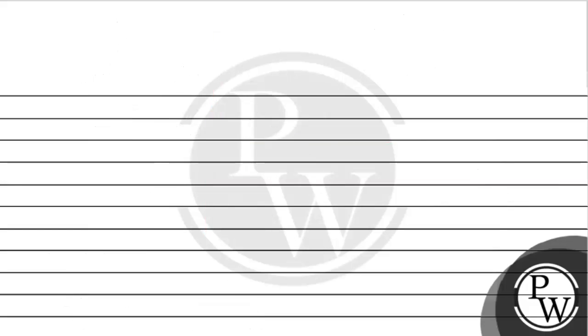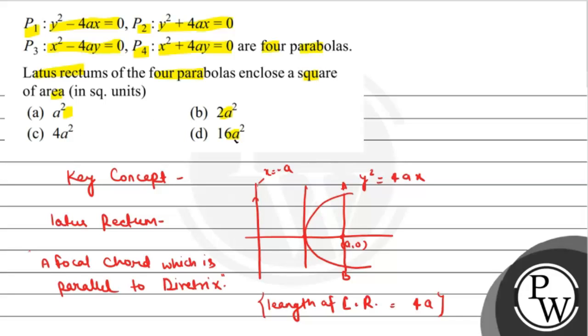Okay, so the area of the square will be side whole square, and the length of each side of this square is 4a, because each latus rectum has a length of 4a. So that will be 4a whole square, and that will be 4a into 4a, so that will be 16a square. Okay, so that will be our area of the square. So which option will be correct? Our option number D will be the correct option.